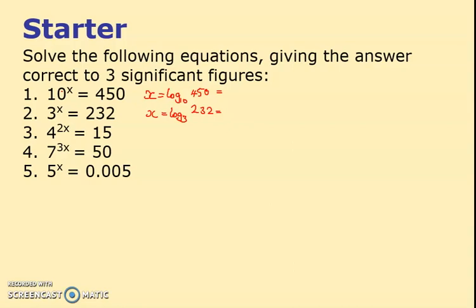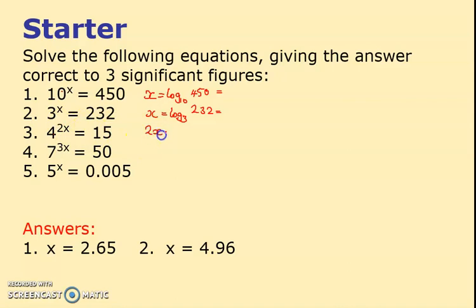So if we have a look at the first 2 answers, I got 2.65 and 4.96. Hopefully you got those. I'm going to do question 3 because I just think it's marginally different. The 4 moves over, but now that leaves me 2x equals the log to the base 4 of 15. Notice that's 2x, and the 2 doesn't go over as well. You leave the 2x. Now if I type into my calculator the log to the base 4 of 15, what's it give me? It gives me 1.95.